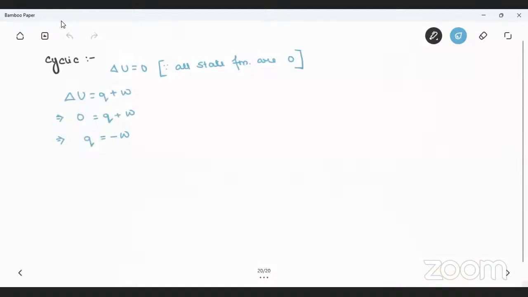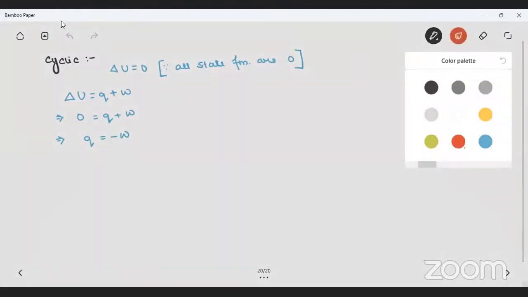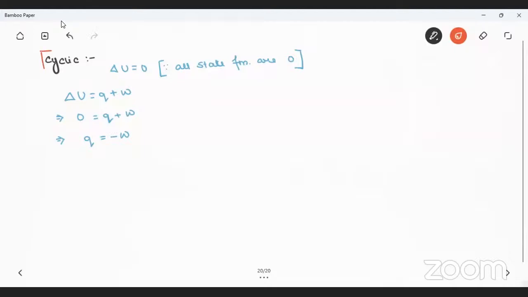But here, since in a cyclic process all state functions are 0, hence delta U is 0. Is this part clear? Here delta T is not 0. But ultimately, after calculation, we see that for a cyclic process, Q is equivalent to minus W, which is very much similar to our isothermal process.